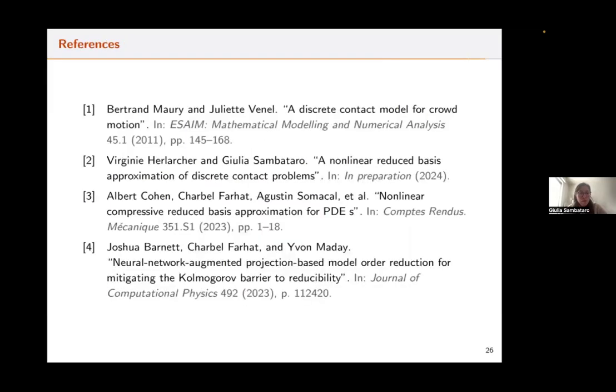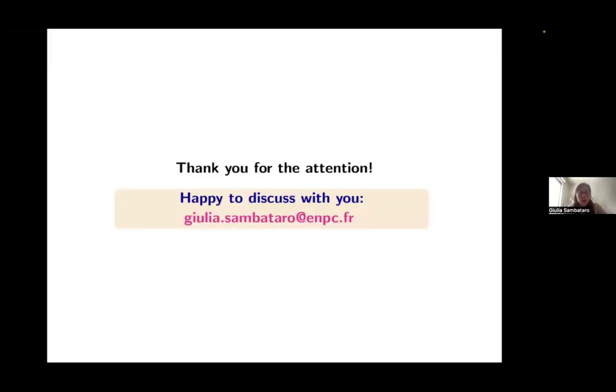And yeah, so here I'm considering the main references. You have the first one, that is the proposed model. The second one is the paper in preparation, almost in submission, so stay tuned if you are interested. And the third and the fourth are the works on nonlinear approximations as the one that I'm using. These are the two papers that inspired my work, and they are based on approximation of hyperbolic equations.